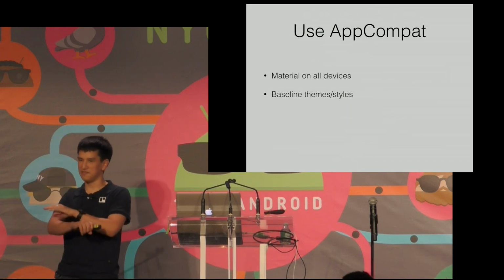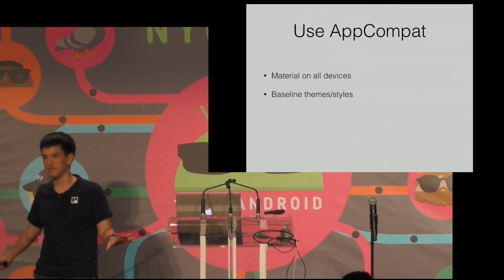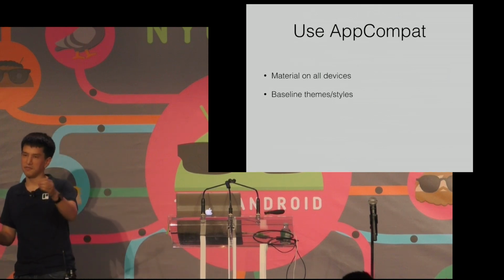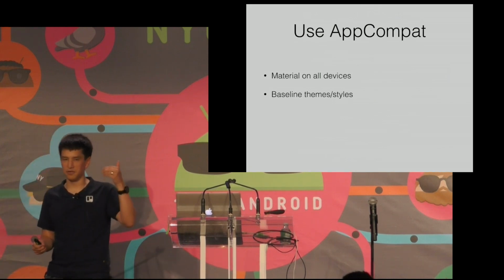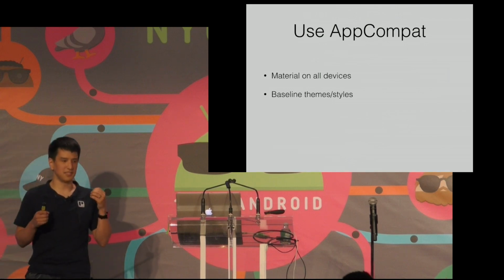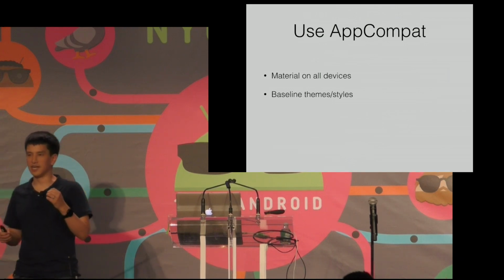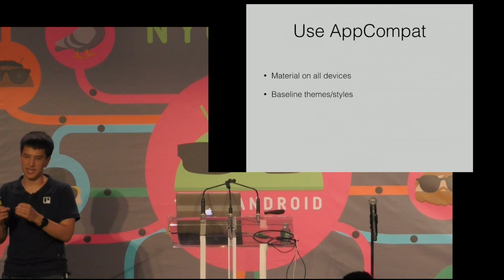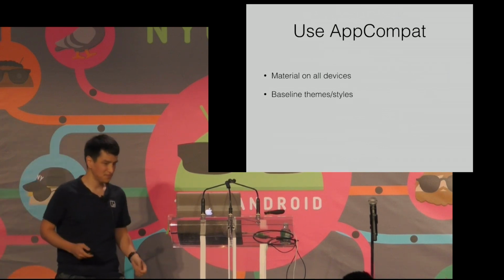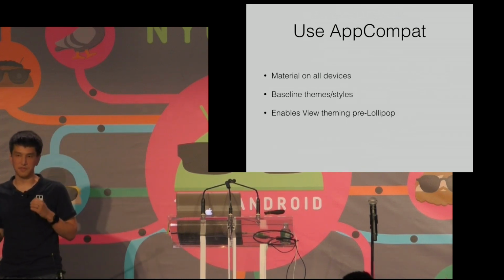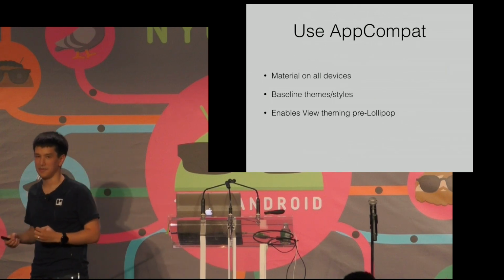You don't want to have to redefine every attribute yourself, because that would be a huge mess. And again, if you're dealing with Material and Holo and Gingerbread, then that's a lot of extra work. Whereas with AppCompat, it provides a single style that you can change and modify slightly. It enables view theming prior to Lollipop.